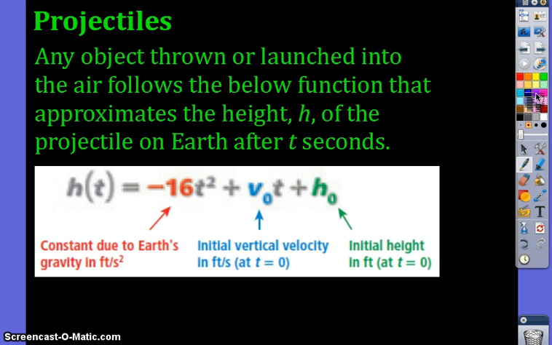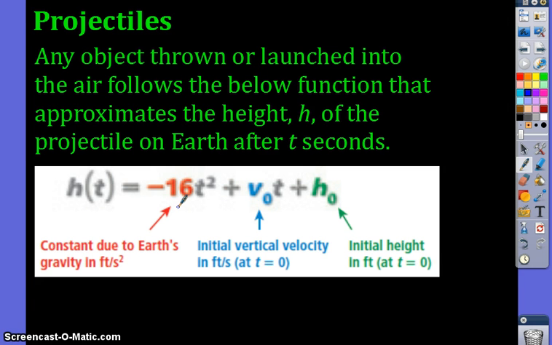First of all, the idea of a projectile. You probably heard of the word projectile, maybe you don't know what it means. It's an object that's thrown or launched into the air. And in your advanced science classes, you'll use this formula a lot. This formula helps you approximate the height of a projectile on Earth after t seconds. And here you can see what all the different parts of this function do. The negative 16 is a constant due to Earth's gravity in feet per second. V sub 0 is our initial vertical velocity when t equals 0. And then h sub 0 is our height when time equals 0.